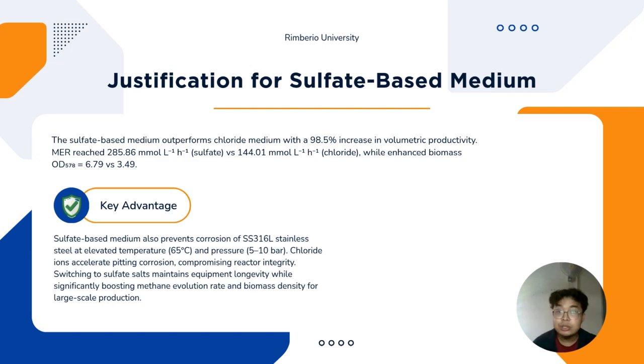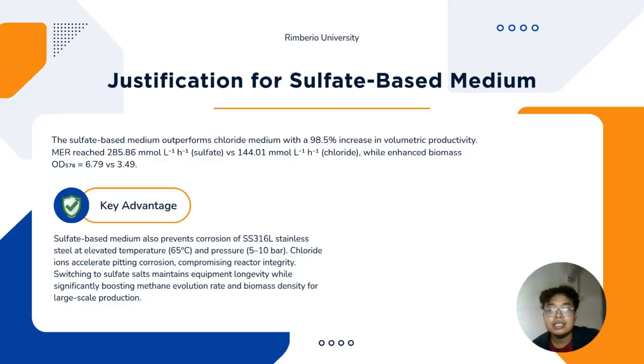The answer is in the data. This slide presents a compelling justification from our primary source material, showing a striking 98.5 percent increase in volumetric productivity when using the sulfate medium compared to a traditional chloride-based one. The methane evolution rate, or MER, is nearly double, reaching 285.86 mmol per liter per hour with sulfate versus 144 with chloride.